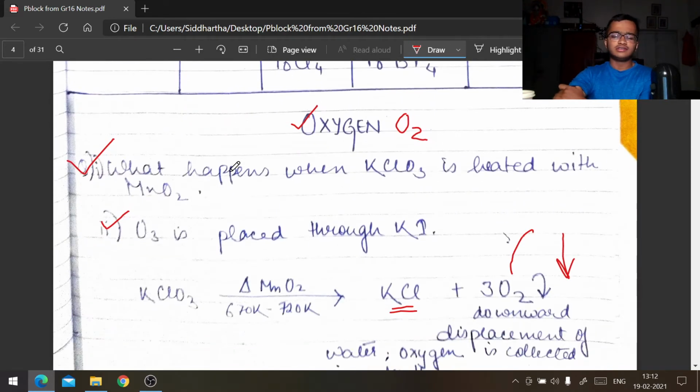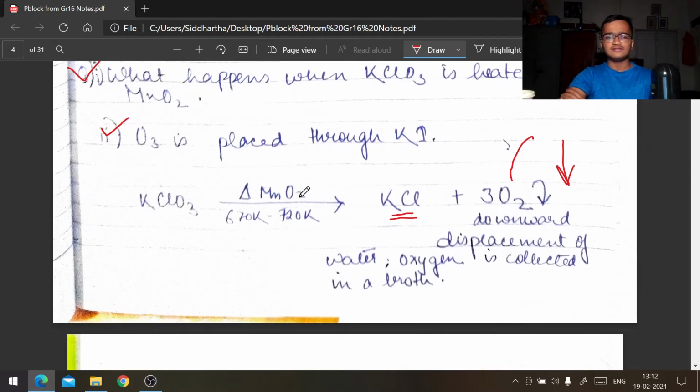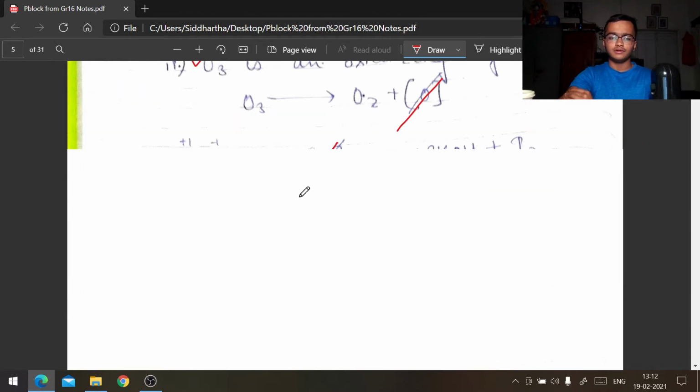Next is oxygen, or dioxygen, which we know as O2. Now it is coming to the preparation of dioxygen. For preparation we are taking KClO3, potassium chlorate, in association with MnO2, manganese dioxide, at 630 to 670 to 720 Kelvin, which gives KCl and three oxygen molecules, which is collected by the downward displacement of water.